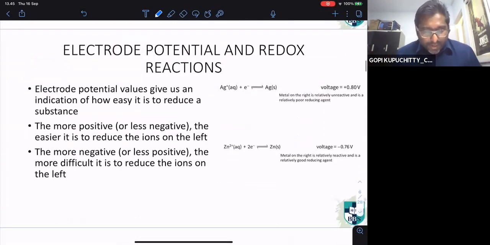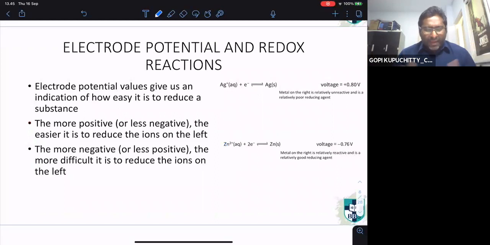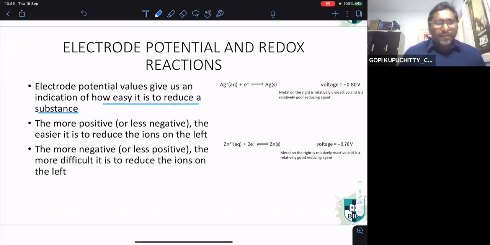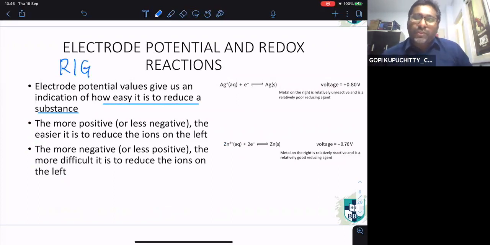So here, what E standard or electrode potential tells us actually is how easy it is to reduce a substance. Again, if you are confused about reduce, what is reduce? Reduce, oil rig. Reduce is gain of electron. It means it's going to tell us how easily something can gain electron.